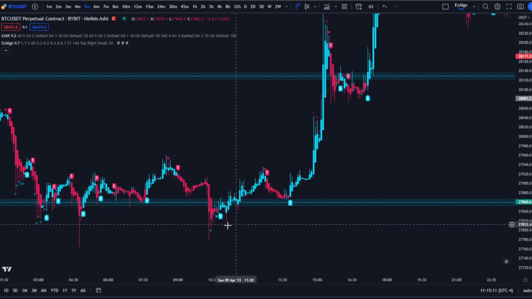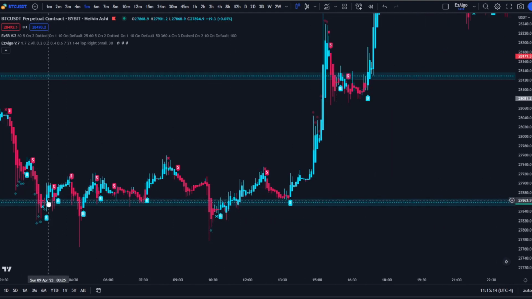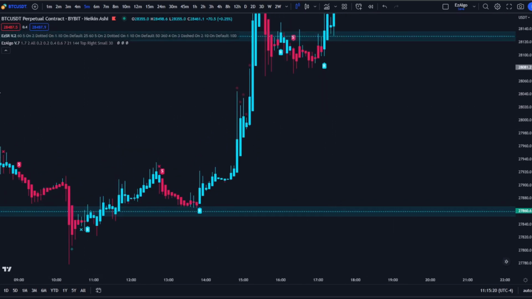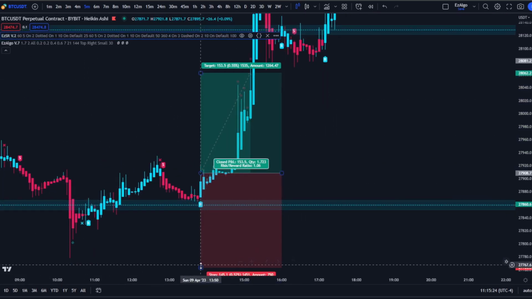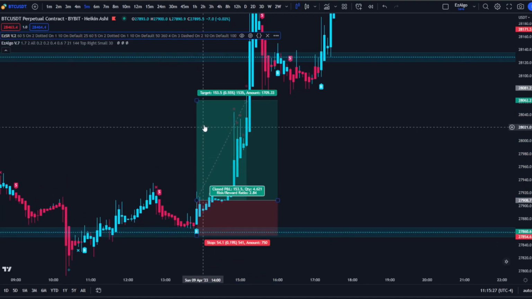And then you can take a long off the 1-hour support using the EzAlgo buy signal as your trigger, right? Again, you're taking these buy signals, right? There might have been a stop out there. Probably wouldn't have been a stop out there. These are the signals that you want to be taking at key levels, right? And you're going to that lower time frame for the entry.